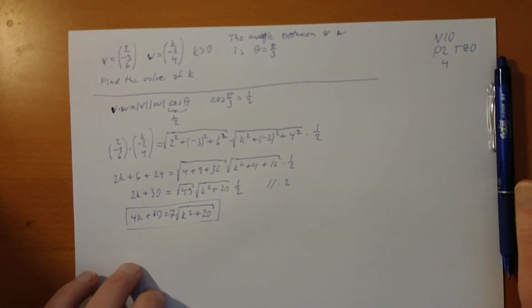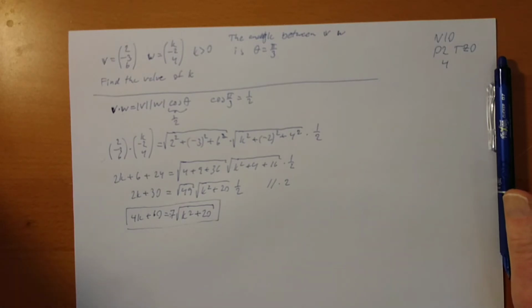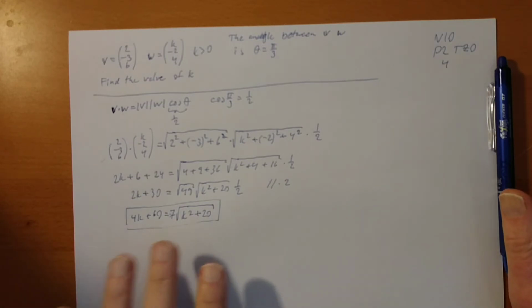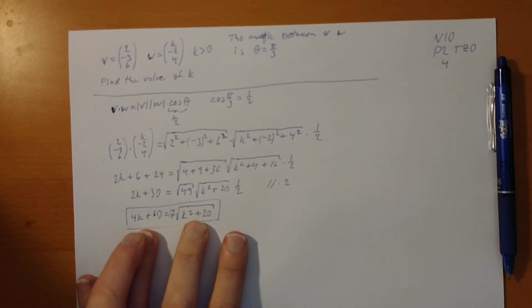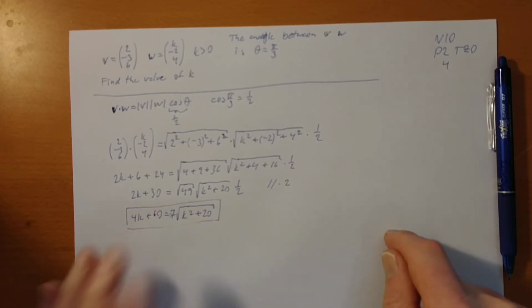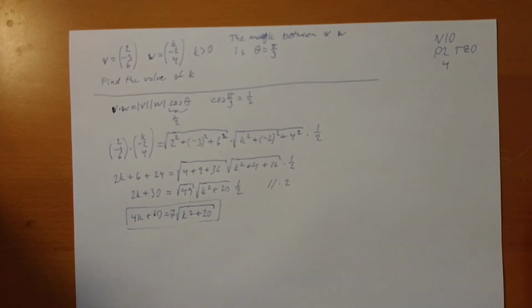And this is a paper 2, so we have access to the calculator. We could, in principle, square both sides, and that would make this a quadratic expression too. And then we get a quadratic equation which we can solve. That is too much to do, and I forgot my calculator. Wait a sec.